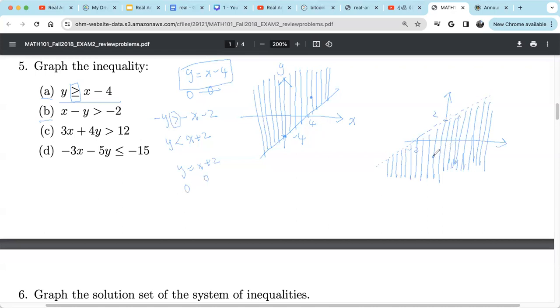Right? If I pick any point, it has an x value, it has a y value. Okay, let's compare those two. The first one has greater than or equal to, so we draw a solid line. The second one doesn't have an equal sign, so we draw a dotted line. The first one is y greater than, we shade above. The second one in the end is y less than, we shade below.